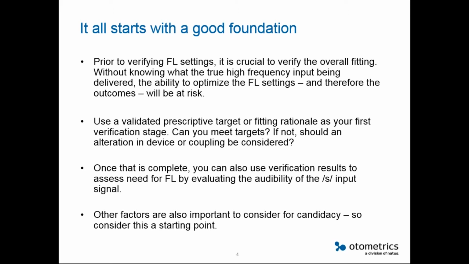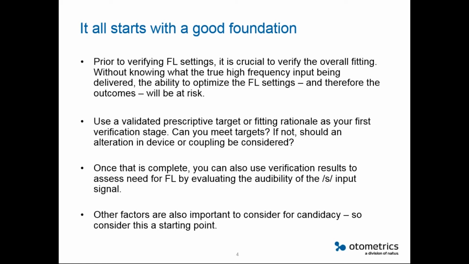Without knowing exactly how much high frequency sound is being delivered, it's really difficult to optimize. It's impossible, actually, to optimize the frequency lowering settings, and so our outcomes can be at risk. That doesn't mean you can't set frequency lowering, but you can't really optimize it without knowing exactly how much sound is being delivered. We also want to start with a validated prescriptive target or fitting rationale as our first stage of verification. We want to know if we can meet the targets. If we can't meet the targets as a precursor to adding frequency lowering, we really need to think about, should we consider an alteration in the device or possibly the coupling? Do we need more power? Do we need a different receiver? Do we need a custom mold, etc.?